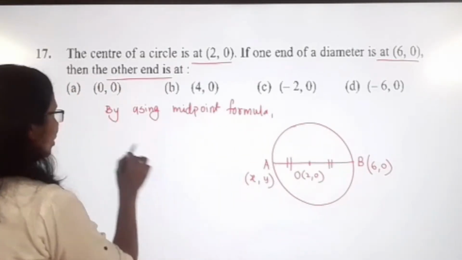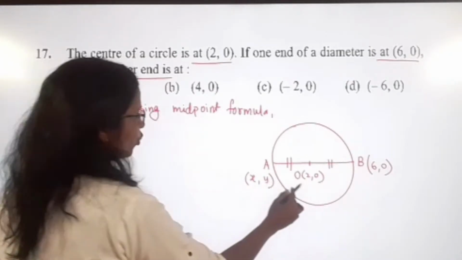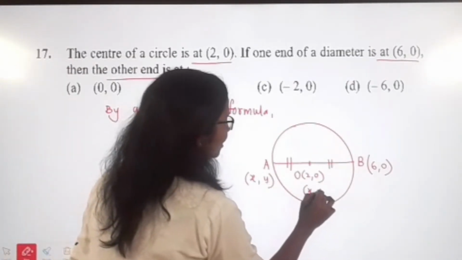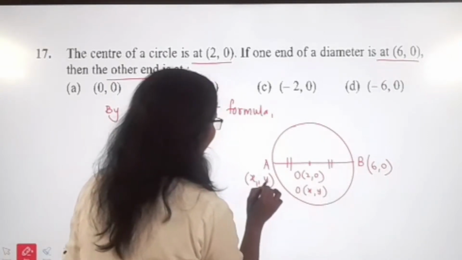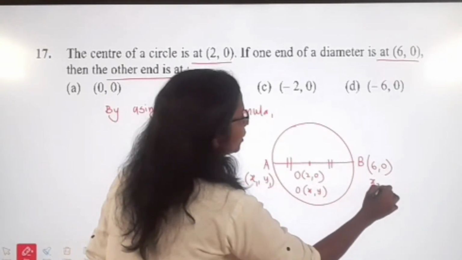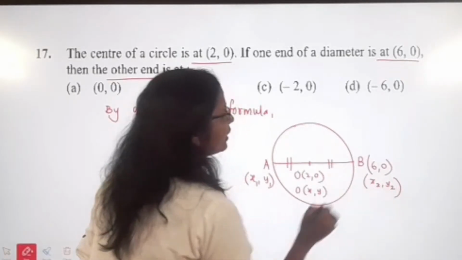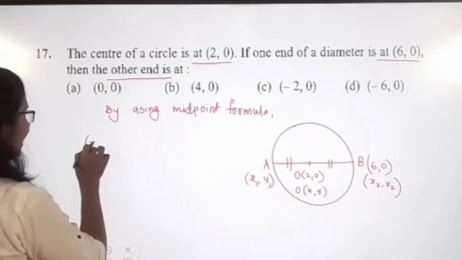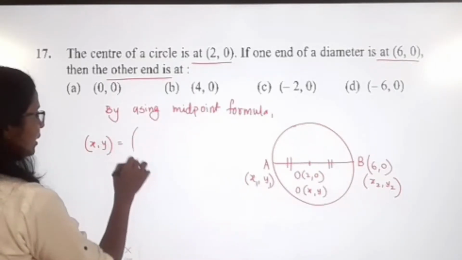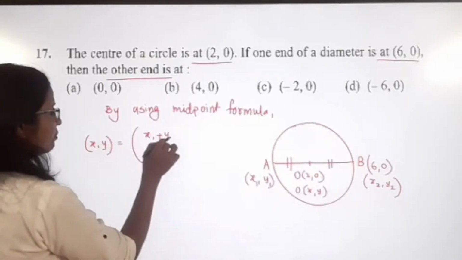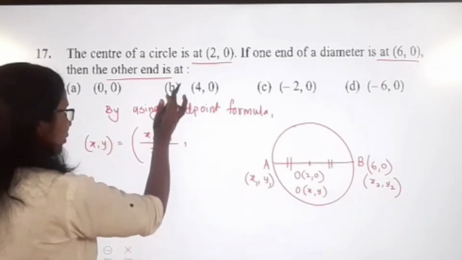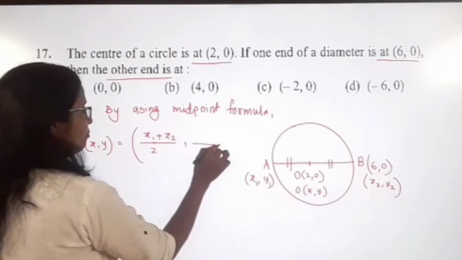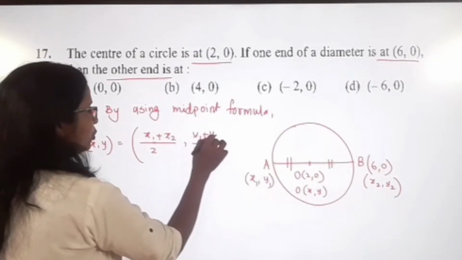So the midpoint formula gives the coordinates of this point. I consider this one as (x, y), this one as (x1, y1) and this one as (x2, y2). It will be convenient to solve it. Okay, so the coordinate of the midpoint (x, y) will be ((x1 + x2)/2, (y1 + y2)/2).